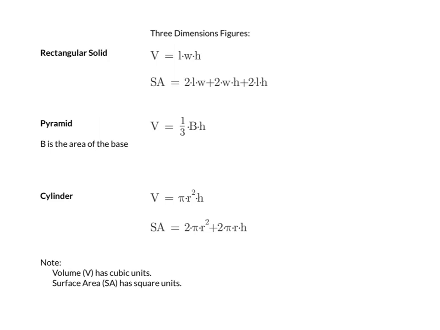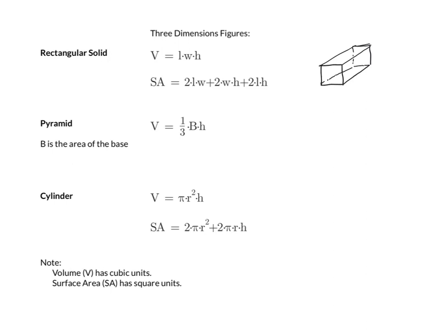The first one is the rectangular solid, which is basically a fancy word for box. And our volume formula is given by V equals L times W times H. We also have surface area. The surface area formula is 2 times L times W plus 2 times W times H plus 2 times L times H. So let's kind of see where this comes from.